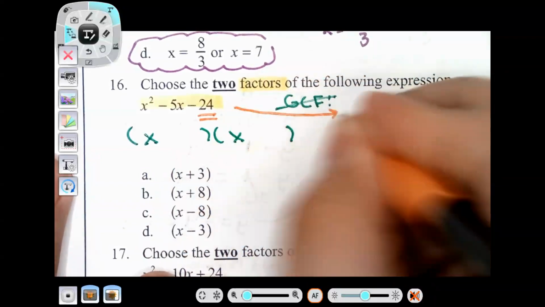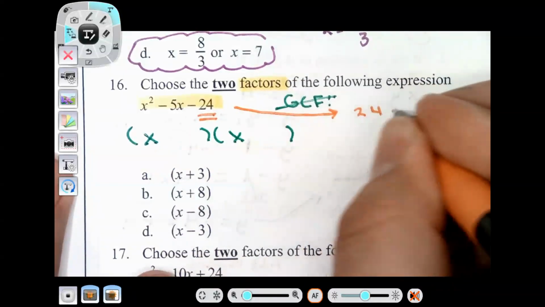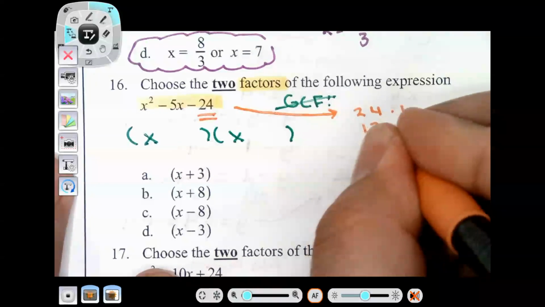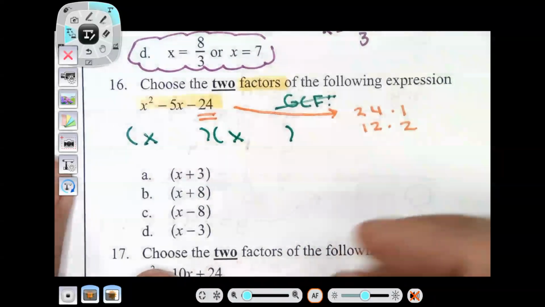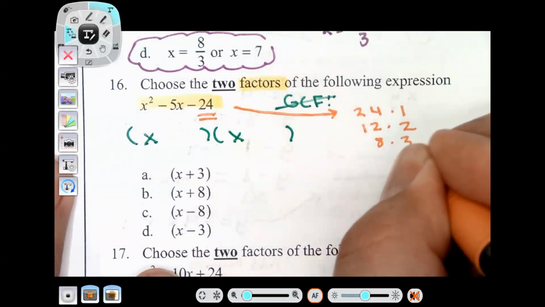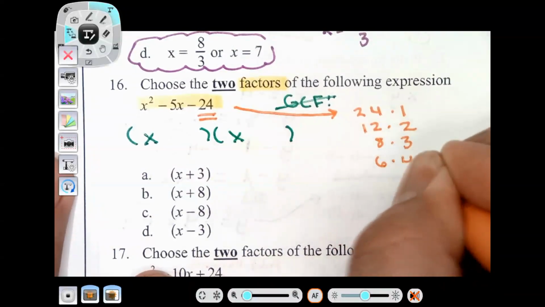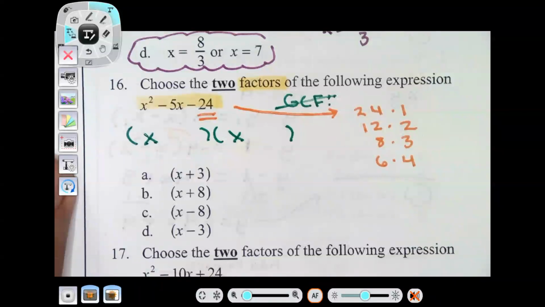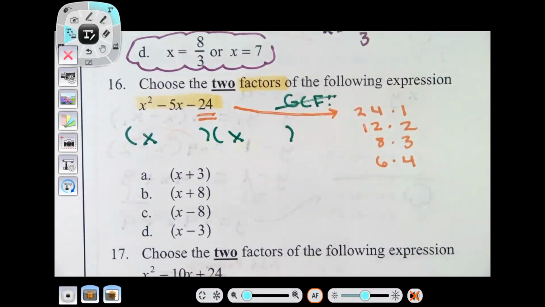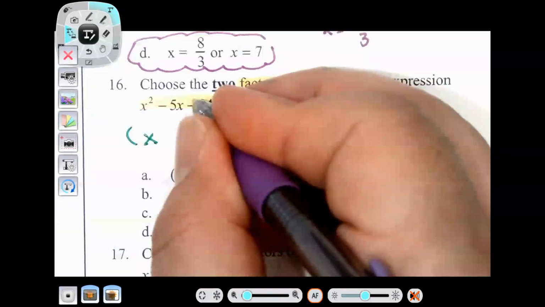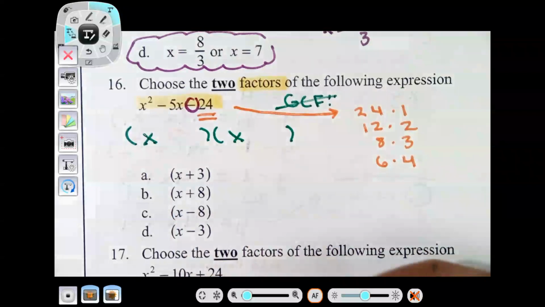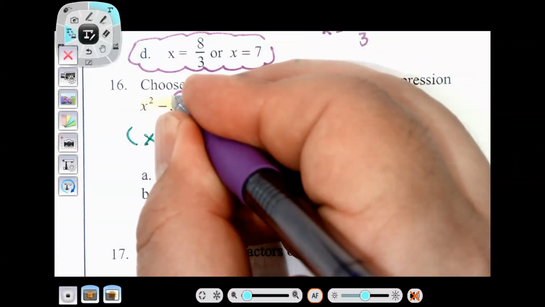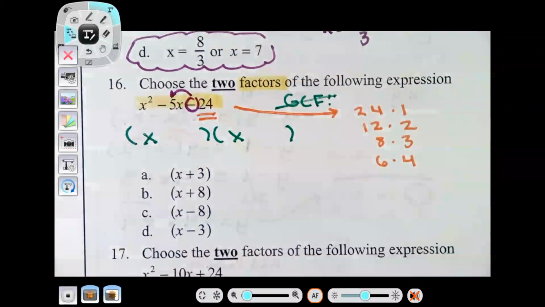So remember, we look at our list, 24 times 1, 12 times 2. I'm just looking at my list of 24. 8 times 3, and 6 times 4. All right. But you have to remember, it's all about the goal. The question is, what's the goal in this problem? Well, I look right in front of the 24. There's a minus sign. So my goal is to subtract. And I'm going to subtract to get a negative 5.